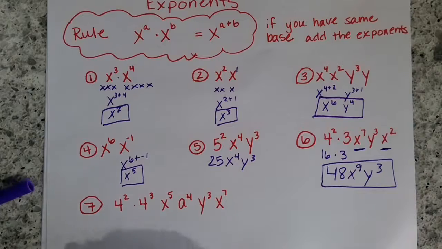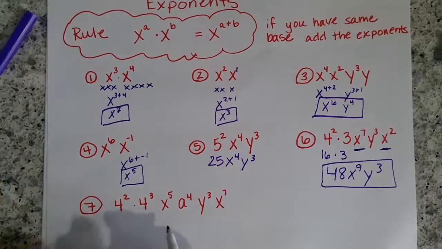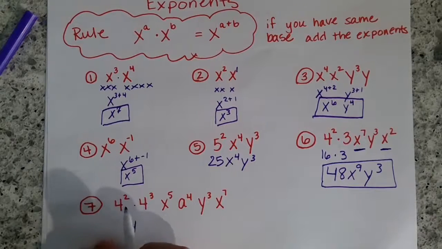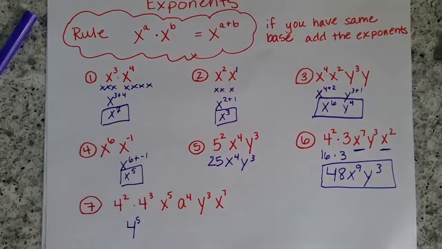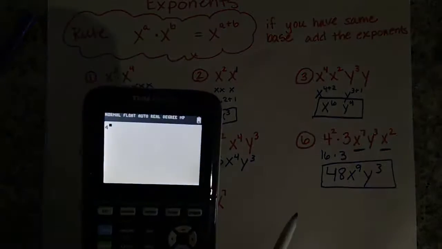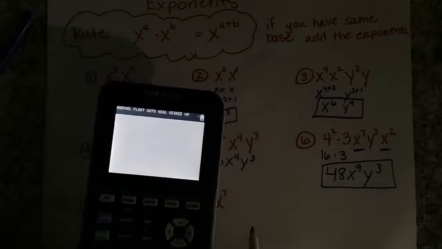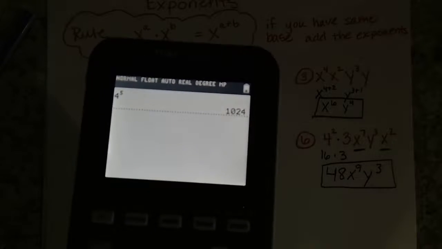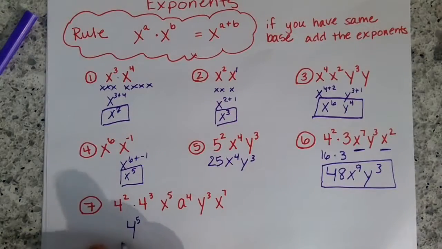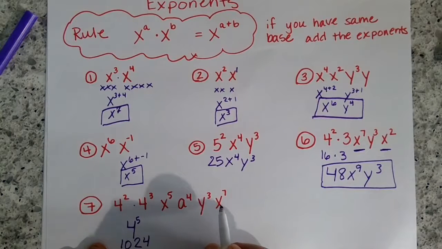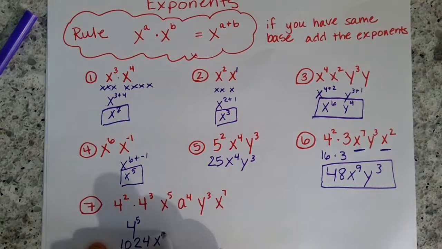So we have, I could do 4 squared and 4 cubed, but because it's the same base, I could say, oh, it's 4 to the 2 plus 3. 2 plus 3 is 5. I'm going to plug 4 to the 5th into my calculator. $1,024. X combines with this x, so that's x to the 12th. 5 plus 7. A to the 4th doesn't combine with anything, and y cubed.